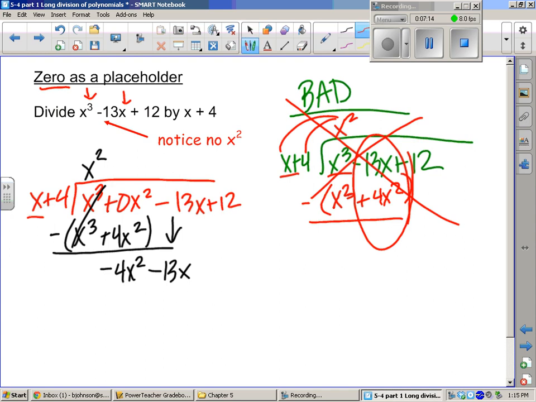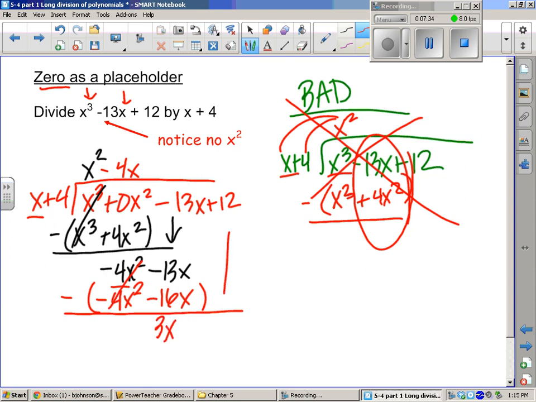So how do I turn x into minus 4x squared? I need the number and I need another x. So I'm going to now multiply. That will be negative 4x squared, and that will be negative 16x. Put it in parentheses, subtraction on the outside. These cancel out. We end up with positive 3x. Nice. And then the last step is to bring down 12.